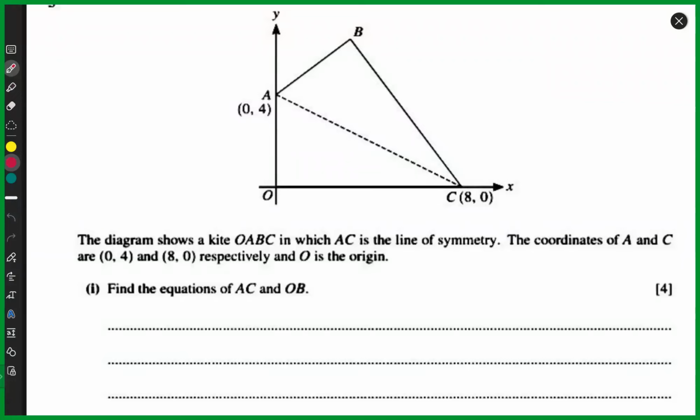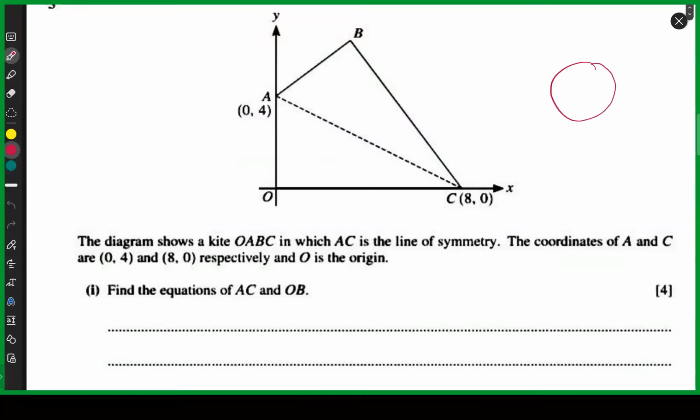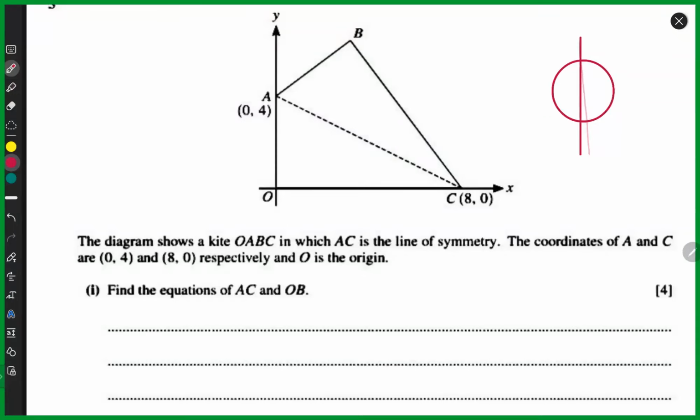Now, obviously, it's basically a kite-shaped figure, and AC is the line of symmetry. Why? Because above the line of symmetry and below the line of symmetry, or on the left side or right side of the line of symmetry, the shape is the same. For example, I'll just quickly explain this concept. If I talk about the circle, then this is a line of symmetry, because above the line or below the line and on the left and right sides of the line, the shape is the same.